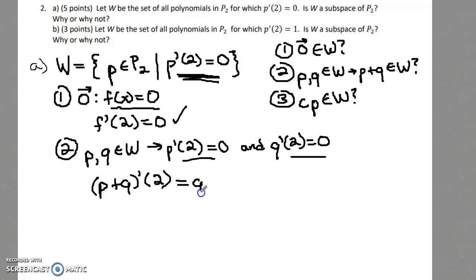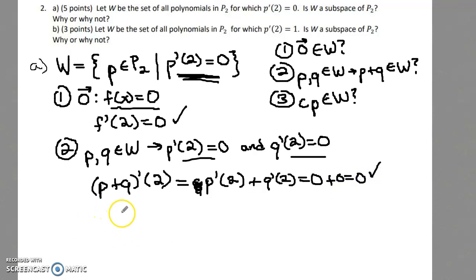And it is, thanks to a property of derivatives, that when you take the derivative of a sum of two functions, we can just take the derivative of the two functions individually. So this is equal to P prime at 2 plus Q prime at 2, which then we have 0 plus 0. So sure, that sum is 0. So this set is closed under addition.